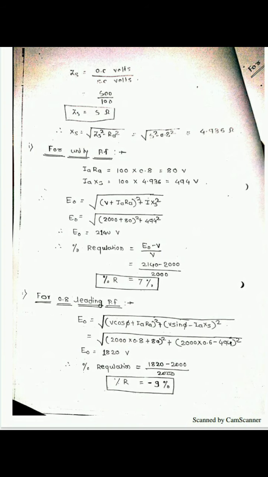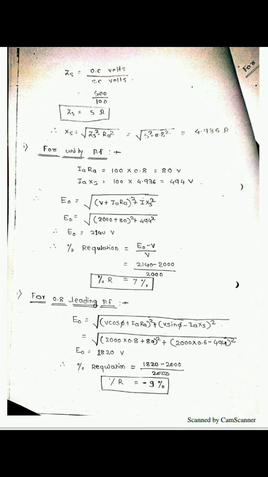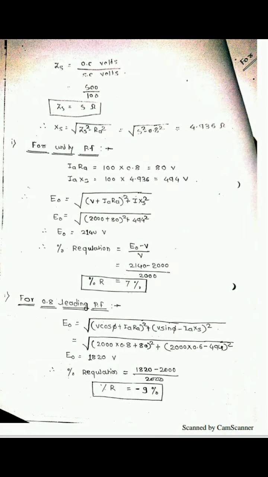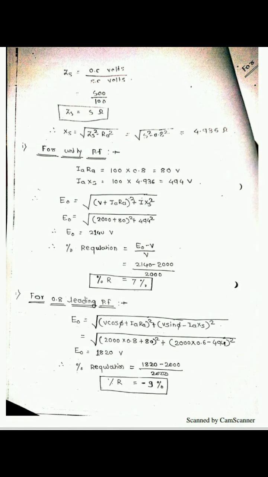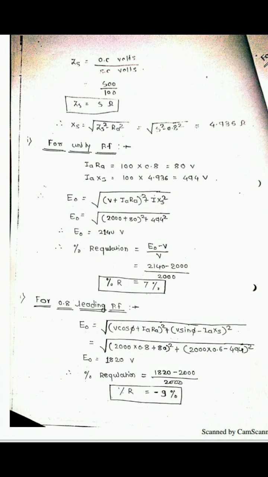So if you know the value of E0, then it will be easy to find out the voltage regulation of alternator, that is E0 minus V divided by V. We want to find out the voltage regulation for the 2000 volt. So for leading power factor, the voltage regulation is minus 9%. So this is the second case.